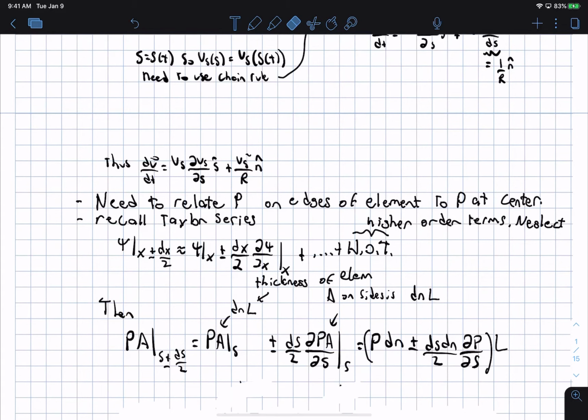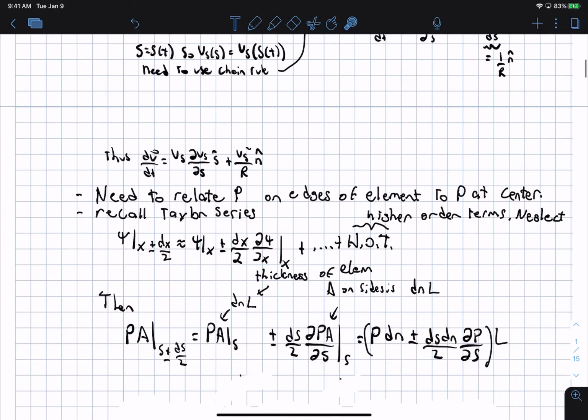Okay, so we can basically gather terms in this. And this p times A at s plus or minus ds over 2 just becomes p times dn, which came from the area, plus or minus ds times dn over 2 times dp/ds. And again, this dn came from this area here, and all of it is multiplied by L. There is an L in both of these terms that's constant, so I can pull that out. It's just some very straightforward algebra to go from here to here.